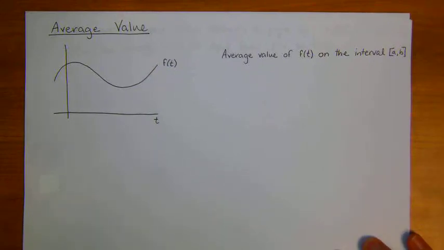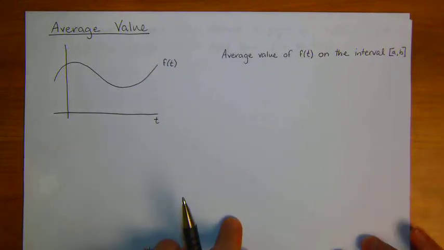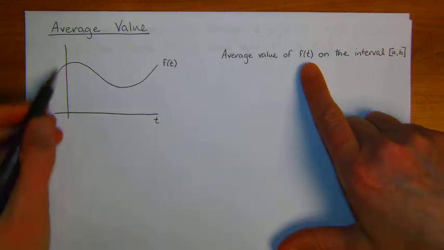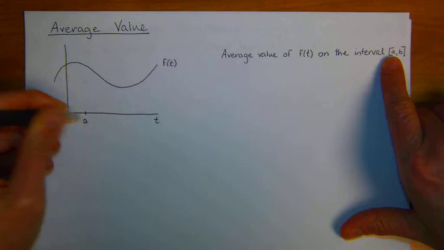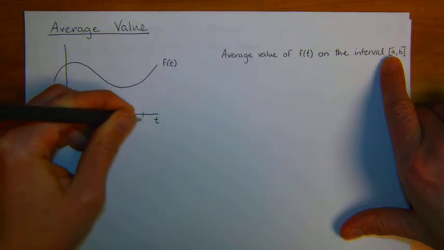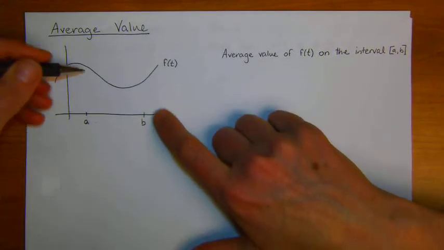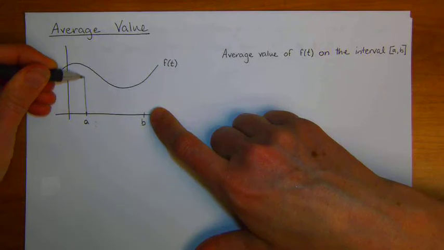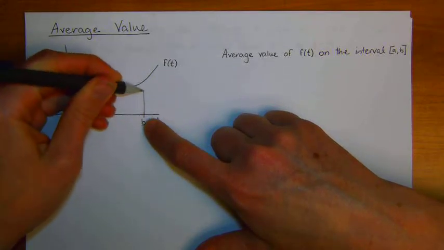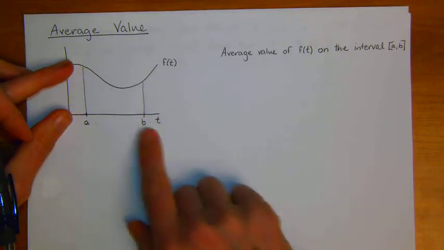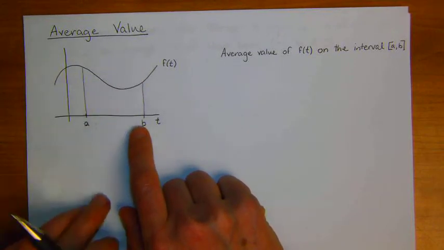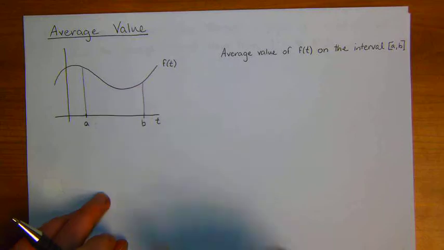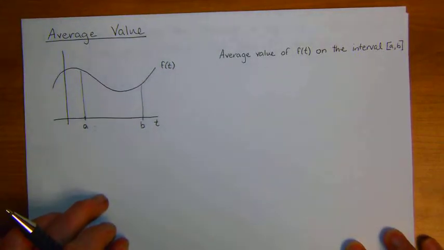In this video, I'm going to talk about average value. So the average value of a function f of t on some interval a, b really is just asking: if I were to take the total quantity that takes place over this time interval a, b and distribute it evenly over that time interval, what would that quantity be? And you can do this visually using a graph.